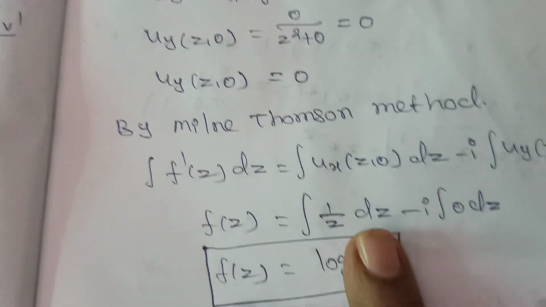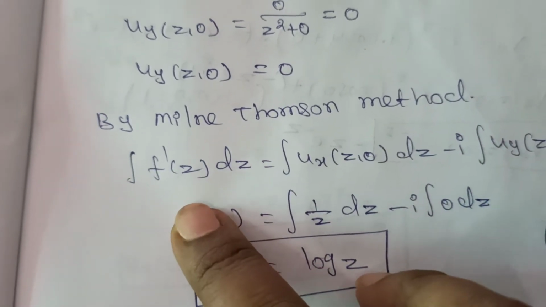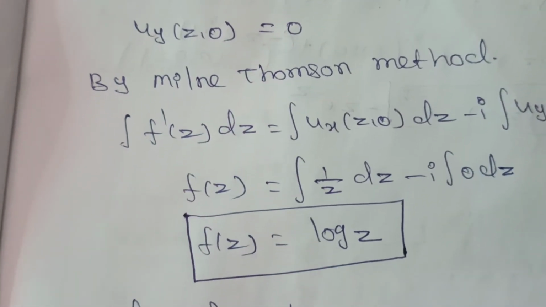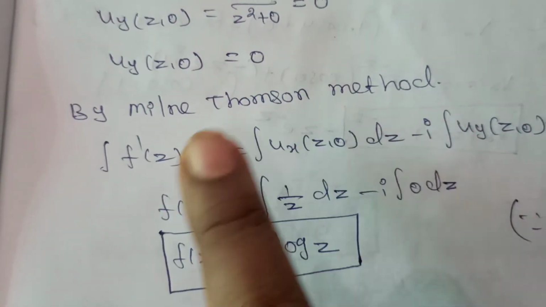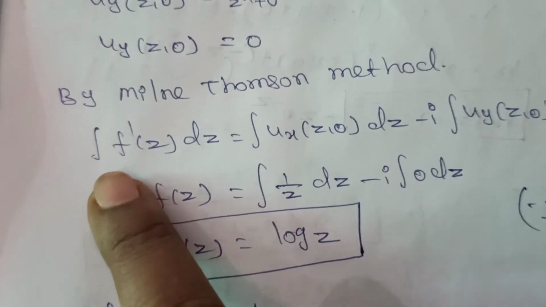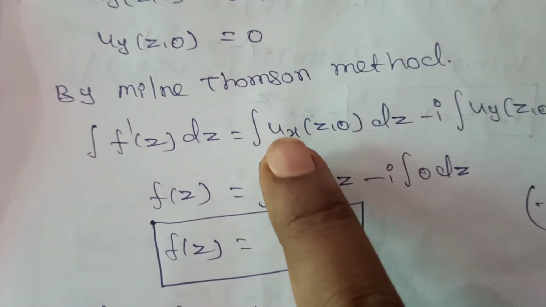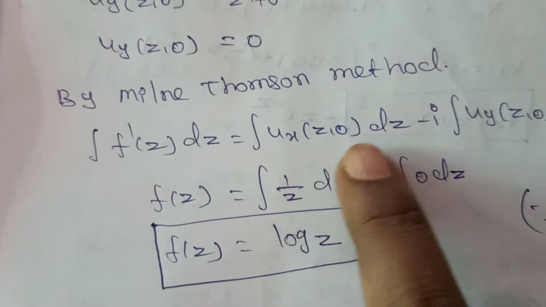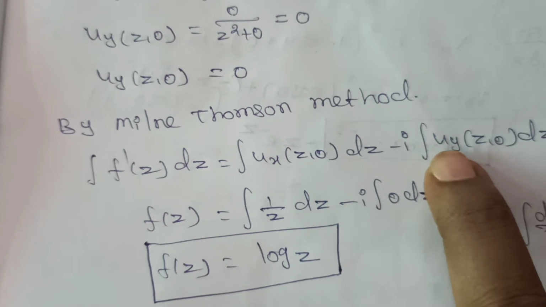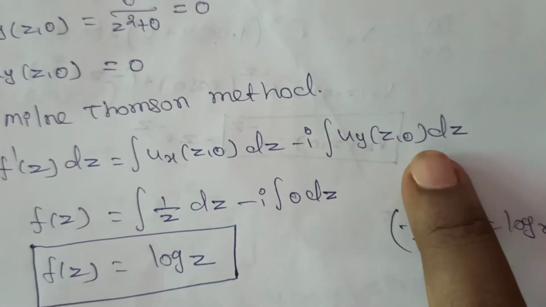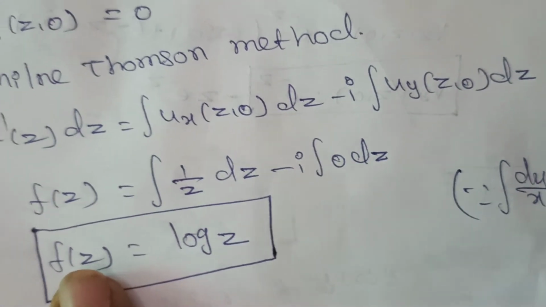Okay, next, by using the Milne-Thomson method formula. Actually this problem is given the real part, so you can use the Milne-Thomson method formula when u is given. The integration of f dash of z dz is equal to the integration of u_x(z, 0) dz minus i times the integration of u_y(z, 0) dz. This is the Milne-Thomson method for the real part.